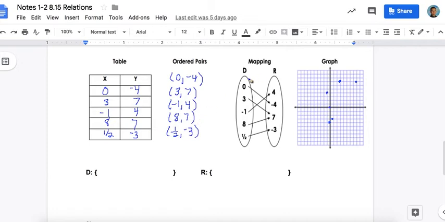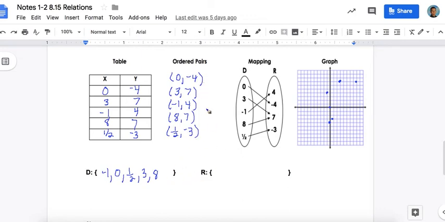Okay, now we got to write the domain and range. So we can look at any one of these representations to find the domain and range, but remember we need to order them from least to greatest. So I'm going to look for negatives first. So I see only one negative, so -1 in the x value. And then I see 0. And then I see 1/2. And then I see 3. And then 8. So none of them repeated. So I didn't have to worry about only writing one of them once. They all appear once.